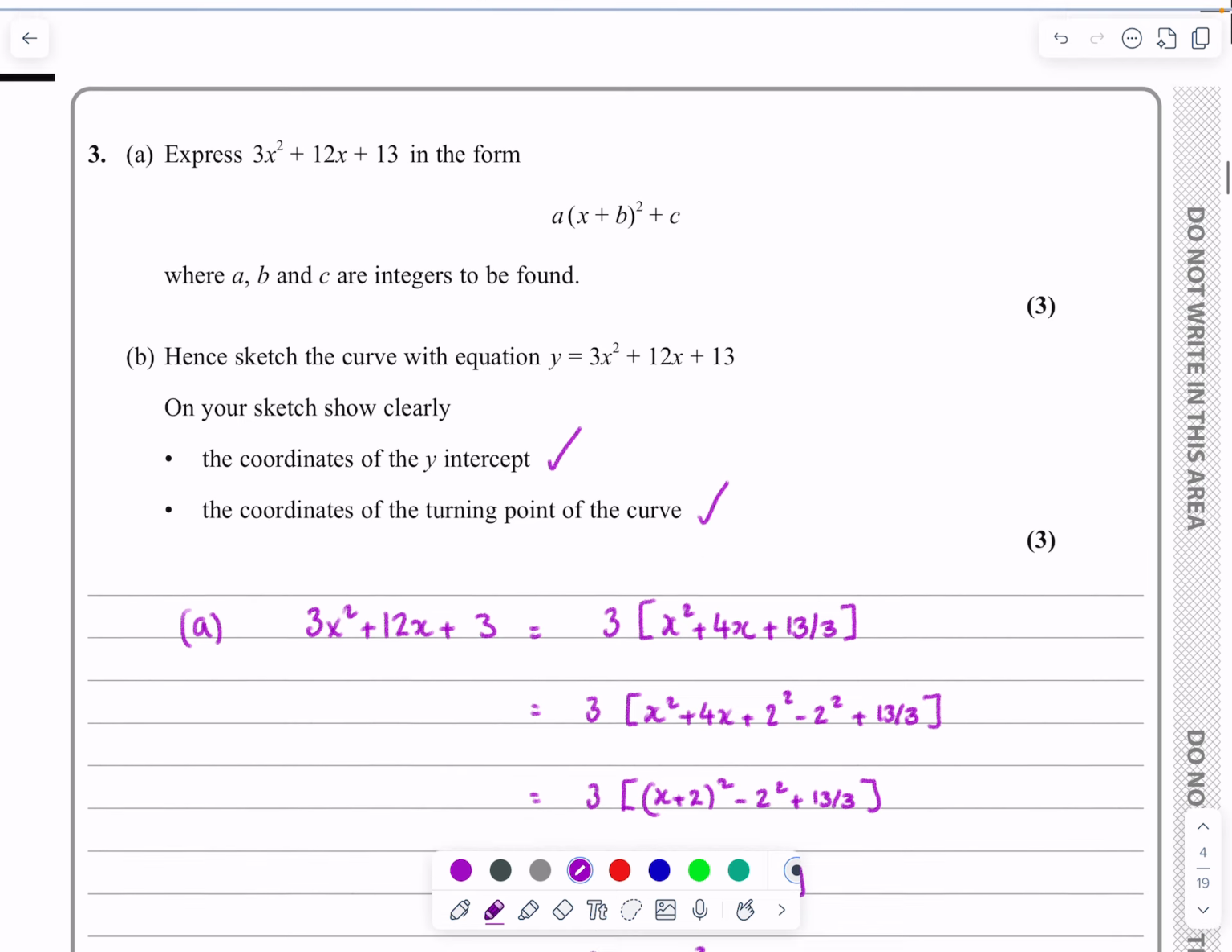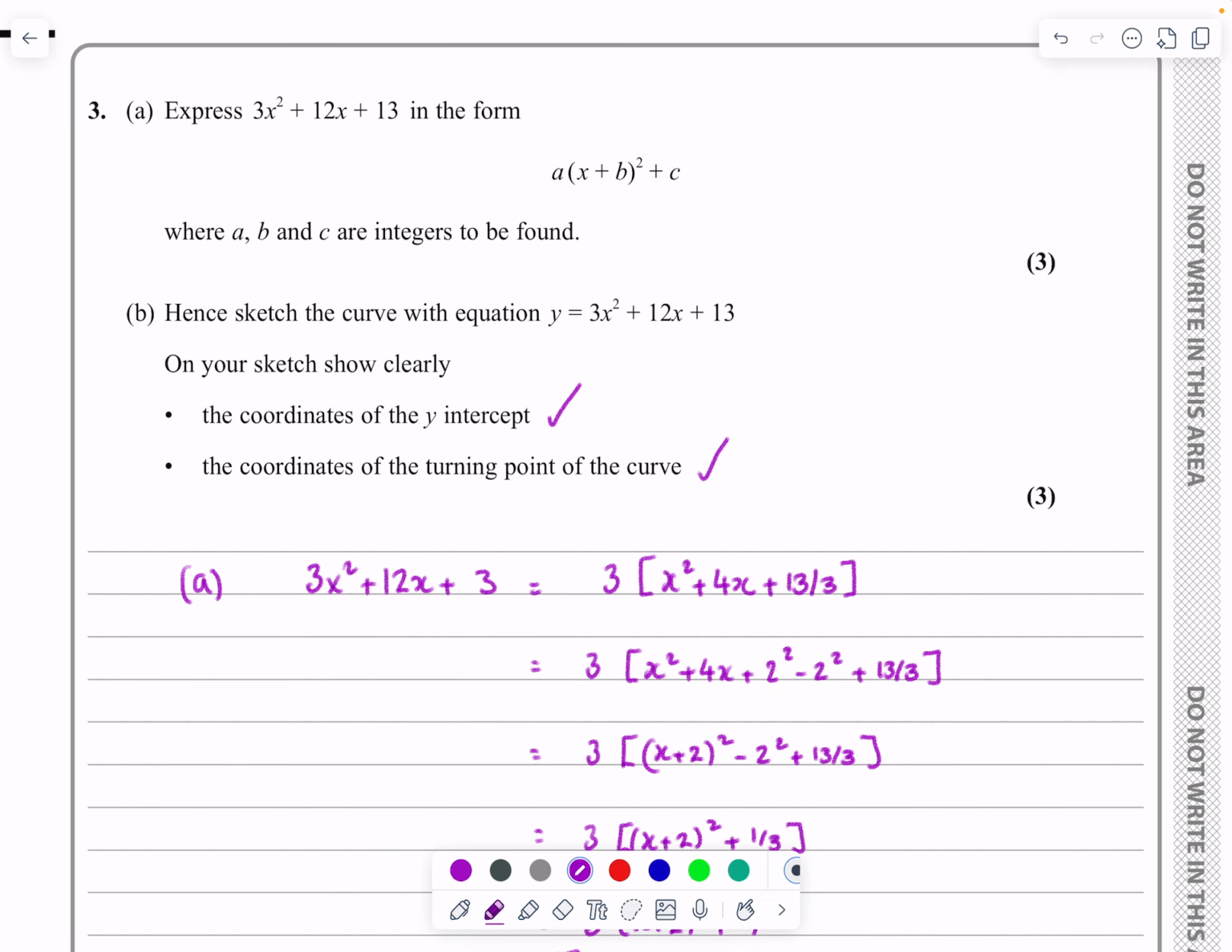So, yeah, not too bad at all. A nice straightforward completing the square question. Hopefully that all makes sense to you all.